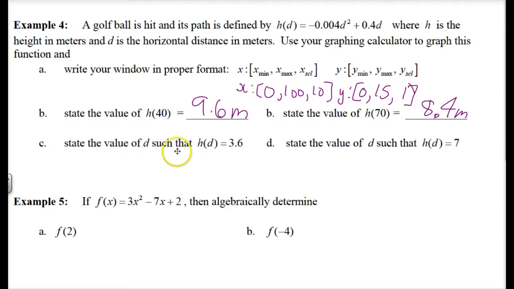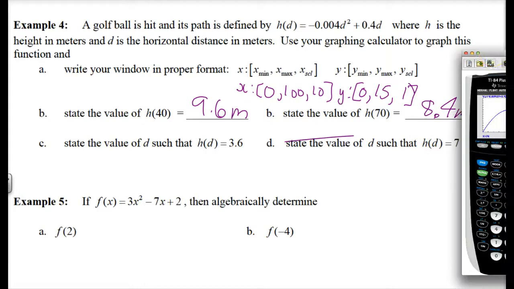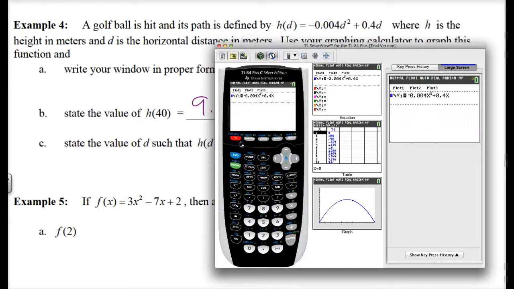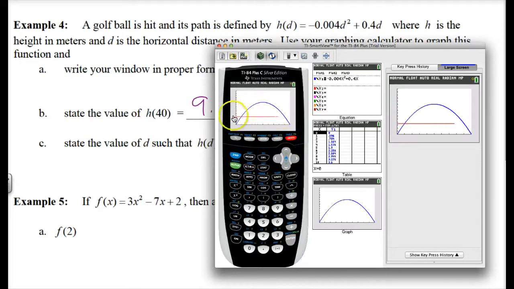State the value of d such that h of d is 3.6. Okay, let's go back here. So h of d is y, so we want y to equal 3.6. And graph. And you notice there's actually two values for d.